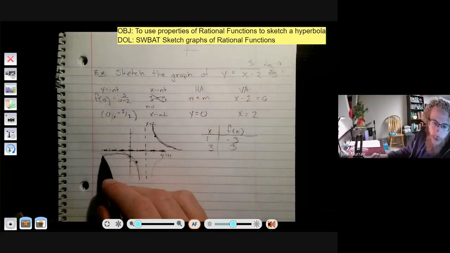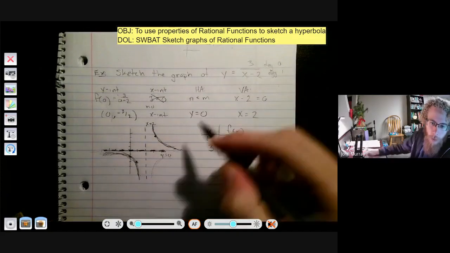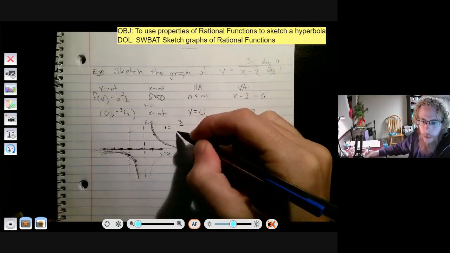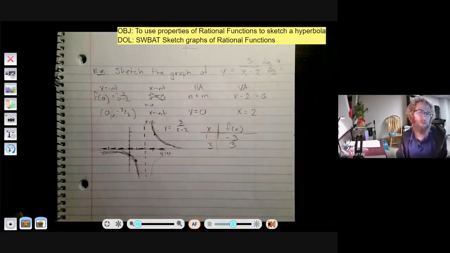All right, so this is a general sketch, sketch being the key word there, of our function, 3 over x minus 2. Now, I forgot to mention this, but we didn't simplify anything, because there's nothing to simplify. My numerator is just a constant, just 3. My denominator is x minus 2. That's already a linear function. There's nothing we can do there. So nothing to simplify, so we didn't have to worry about that step.